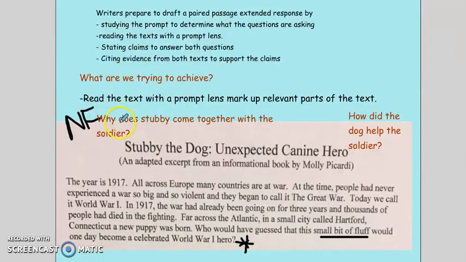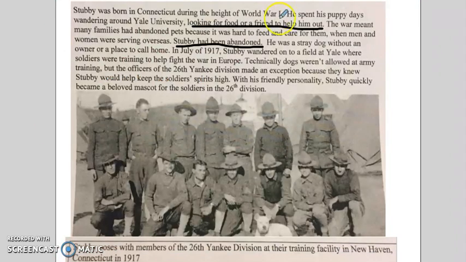The first question of the problem is, why does Stubby come together with the soldier? So I'm marking up these parts because it's letting me know already that he doesn't have a home. So I'm kind of thinking maybe he's going to find the soldiers. Who knows? Let's continue reading. He was a stray dog without an owner or a place to call home. In July of 1917, Stubby wandered onto a field at Yale where soldiers were training to help fight the war in Europe.